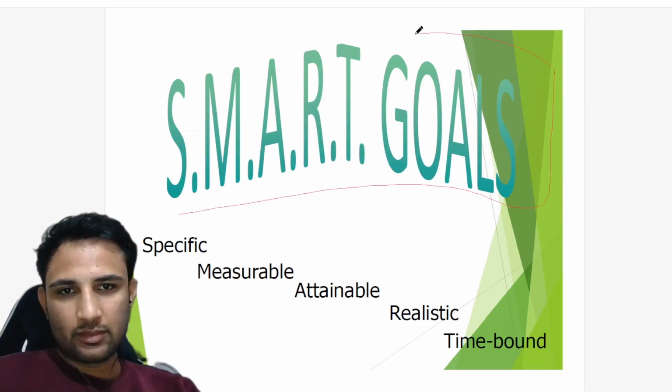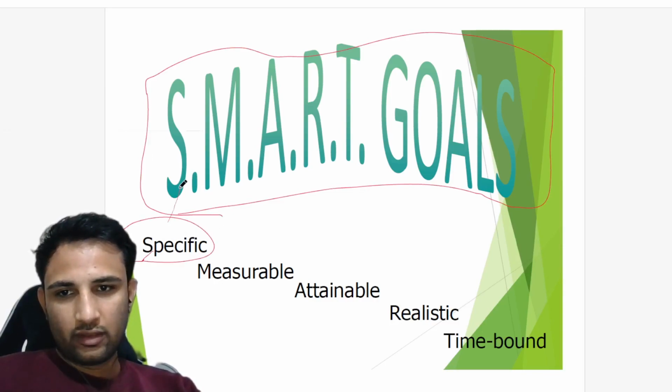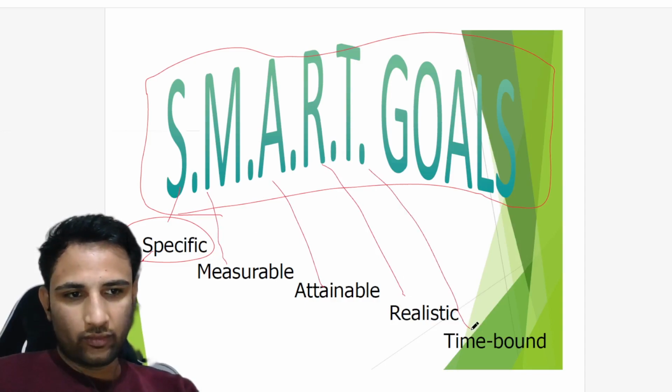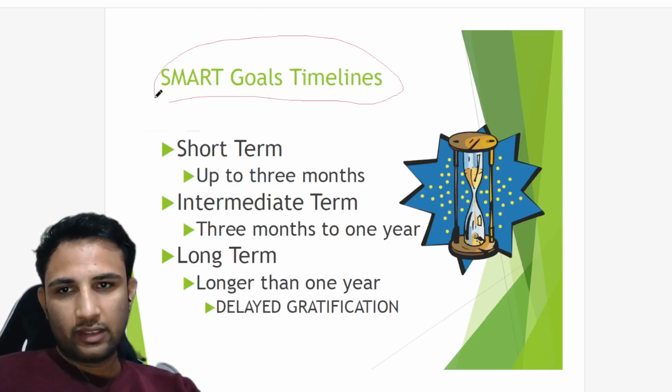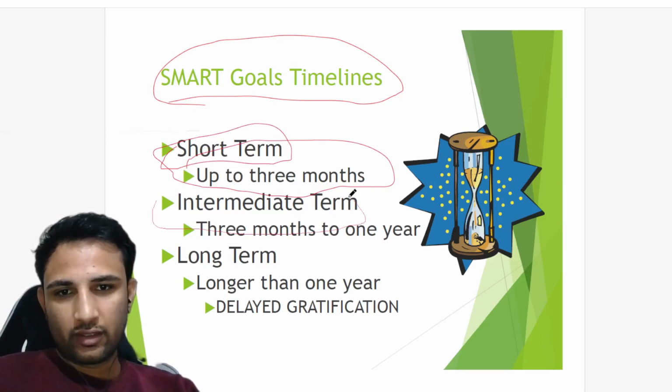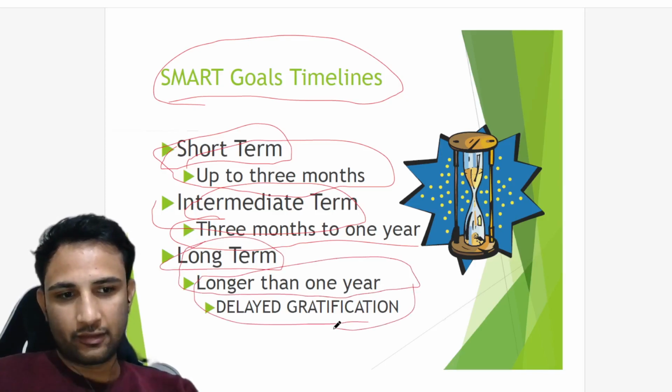We should also have some SMART goals. SMART means S is for specific, M is for measurable, A is for attainable, R is for realistic, and T is for time-bound. SMART goal timelines are also here. For short-term goals, the tenure is up to 3 months. For intermediate term, the duration is 3 months to 1 year. Long term is for longer than 1 year, and we should also have some delayed gratification.